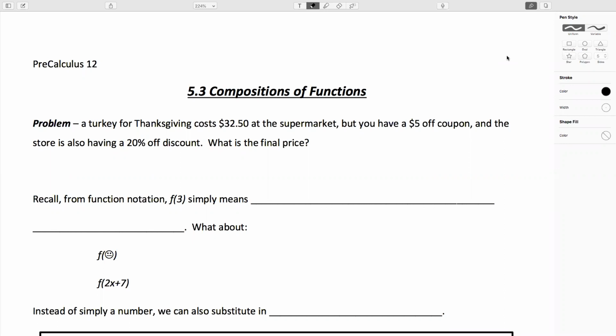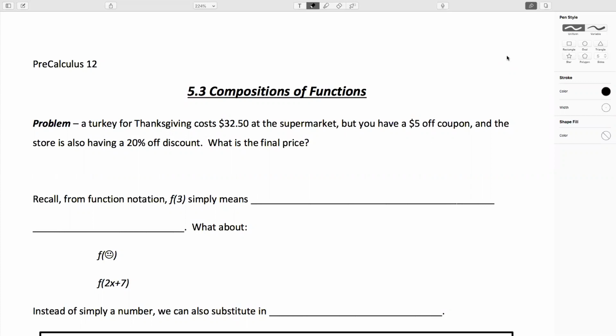What we're going to do is called composing functions, and rather than adding functions or subtracting functions, we're going to take the input, which is x, and replace that with a function. So essentially, this is going to be functions of functions. To get things started, we're going to use a motivating problem.